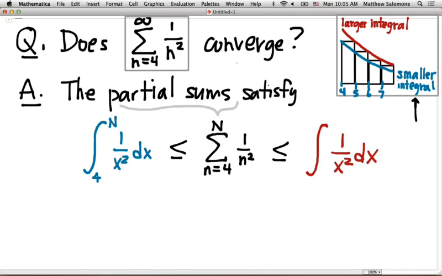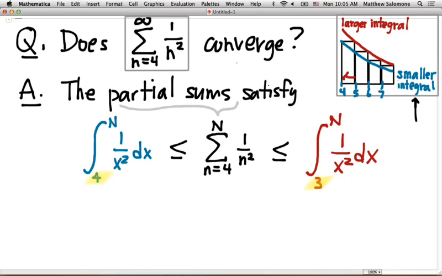Meanwhile, if instead of the left endpoints, I decided to connect the right-hand endpoints, then I really have to shift everything over by 1 and start my integral at 3 instead of at 4. So this is the technical aspect of what we call the integral test, that these partial sums can be bounded in between the integral on the left and the integral on the right. Both of them are integrals of the very same integrand, 1 over x squared. The only difference between them is their lower limit. It's 4 on this side, 3 on that side.